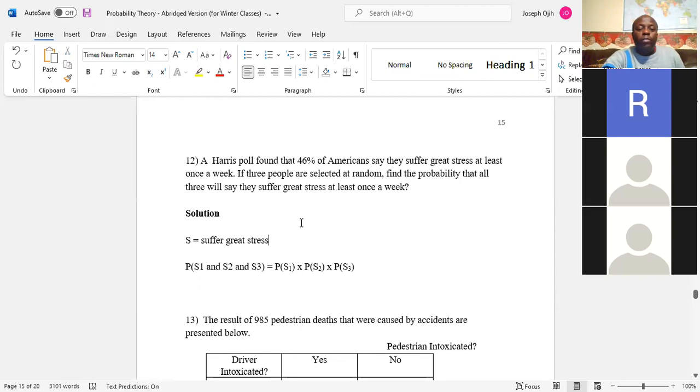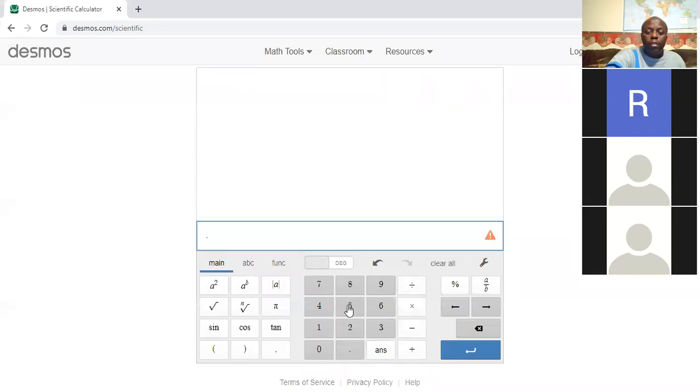He said that 46% of Americans suffer great stress, so it is 46%, which is 0.46 if you change it to decimal. So let me plug it in here: 0.46 times 0.46 times 0.46. Usually I put this as 0.46 raised to the power 3, if you remember your algebra. So we have 0.46 times 0.46 times 0.46, three of them. That gives 0.097.